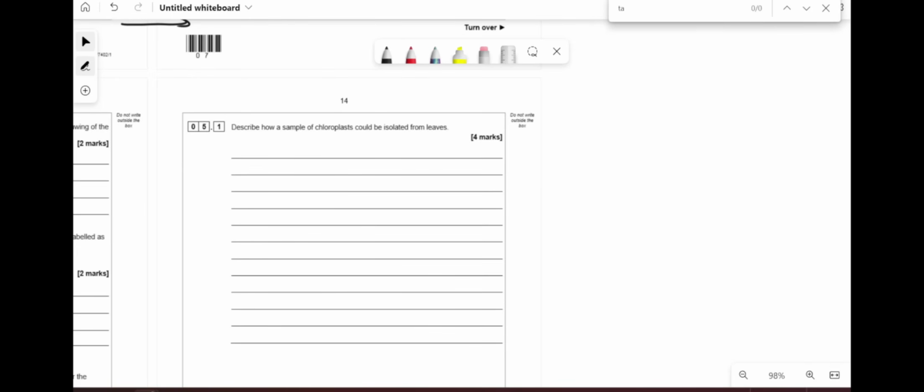Describe how a sample of chloroplast can be isolated from leaves. So basically, it's three steps. One, you need to break open the cells, known as homogenization. Two, you need to filter all the rubbish out. And three, you need to centrifuge them to separate the organelles. For number one, you need to describe how you're going to do this. You can't just say homogenize the cells. So homogenize and break up the cells by blending them.